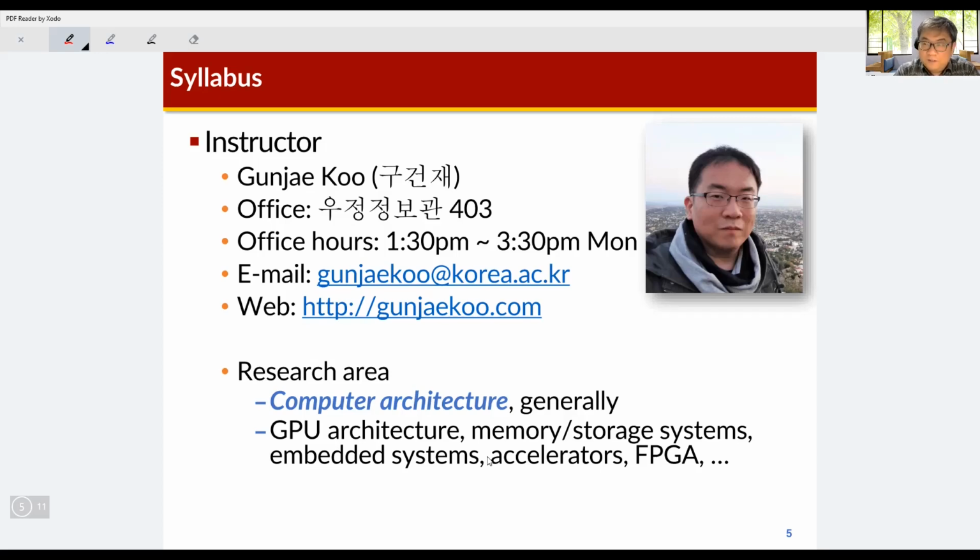The research area. Generally my research area is computer architecture, and also I'm focusing on GPU architecture, memory storage systems, embedded systems, and accelerators, like GPU or FPGA. So these are my main research areas.